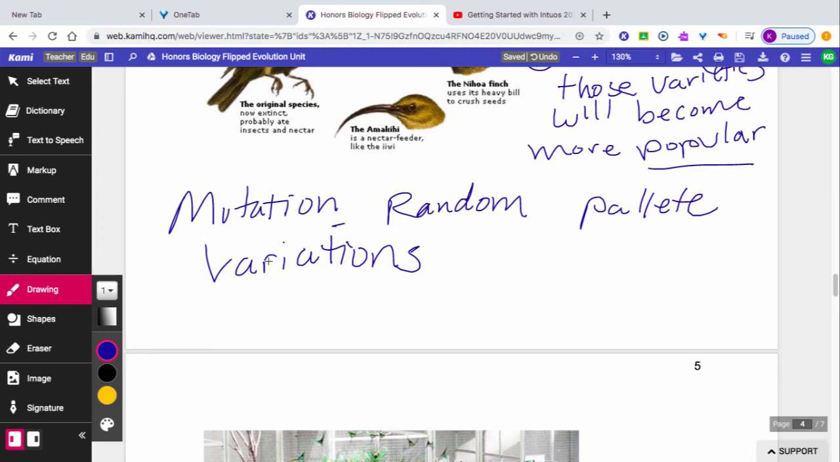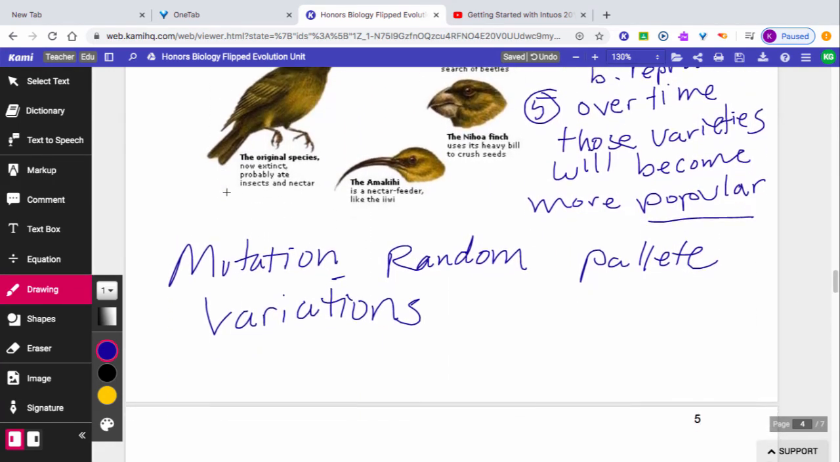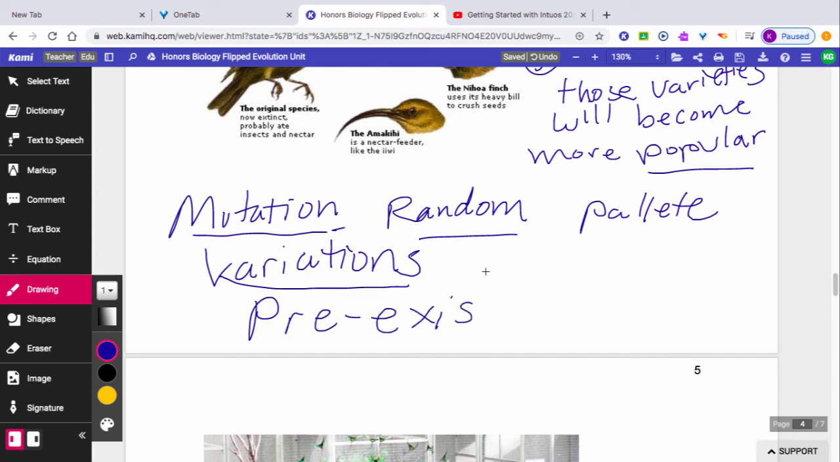I forgot where I was going with that. But I like to think of mutation and the variation as being that the environment doesn't cause that change. That change happens randomly. And I consider mutation in terms of natural selection to be a pre-existing condition.